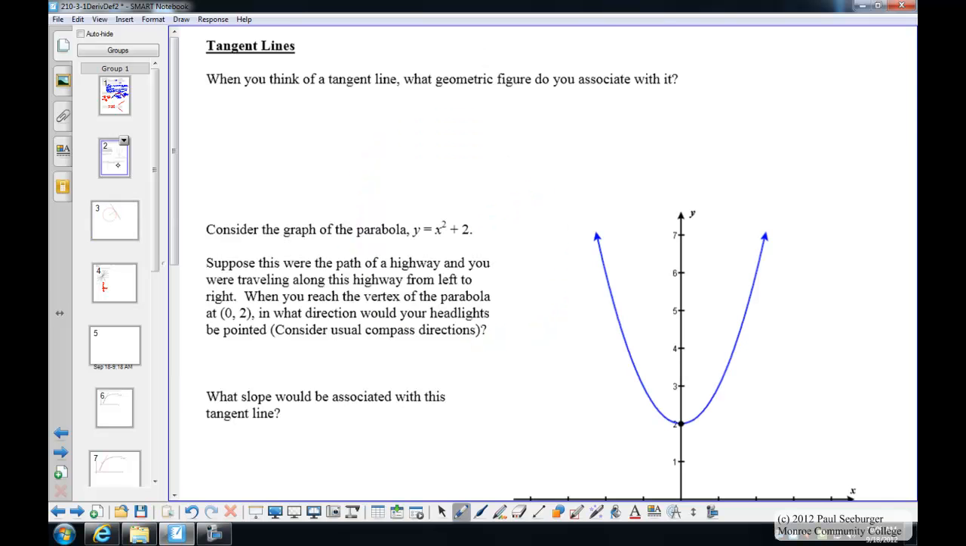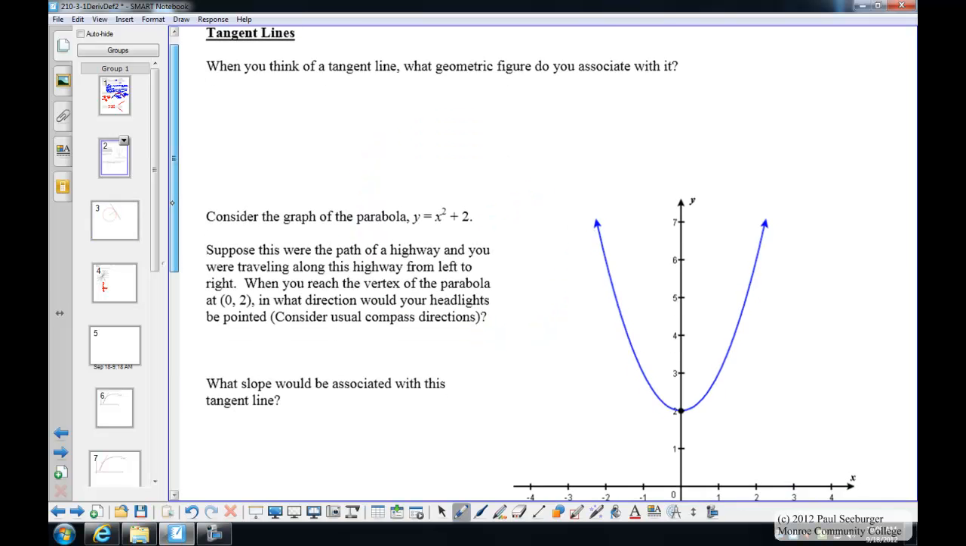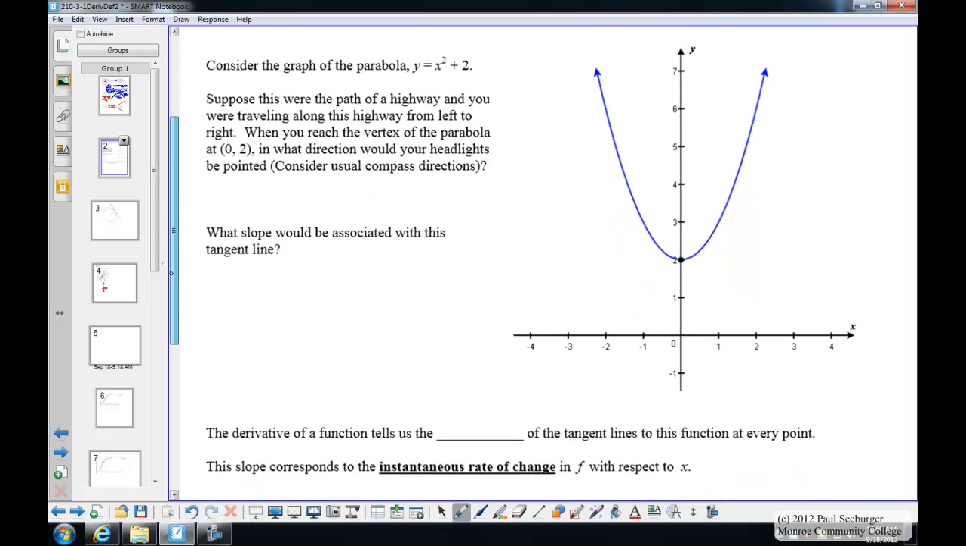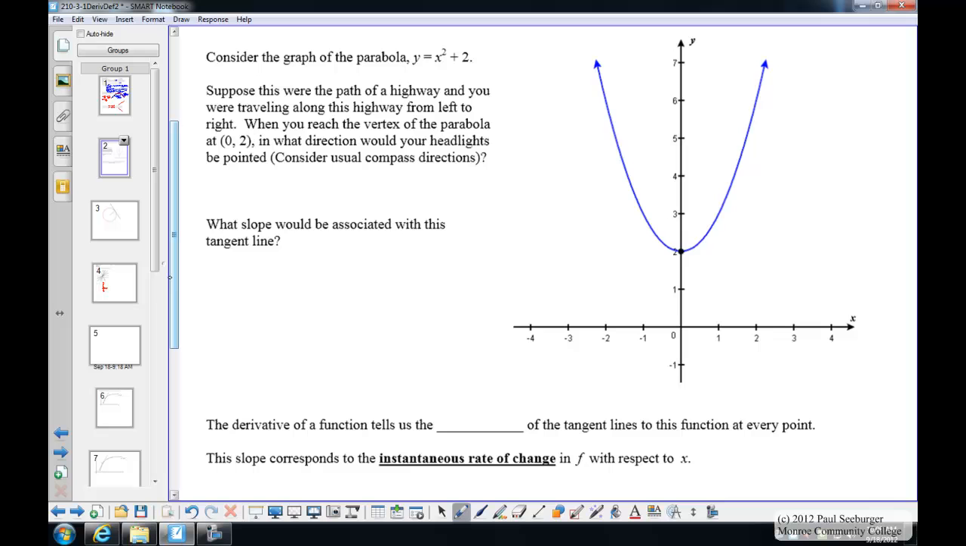All right, so back to our notes here. Let's consider the graph of y equals x squared plus 2. We have that over to the right here. Suppose that this were the path of a highway, and you're driving along this highway from left to right. You've got your car on here. I didn't get technical enough to have the car drawn on here. But you're driving and your headlights are on, so it's nighttime, and this makes it a little easier to visualize what's going on. As you drive along this road, your headlights are pointing this way. So your headlights are like the tangent line to the road, if you will, as you keep going.